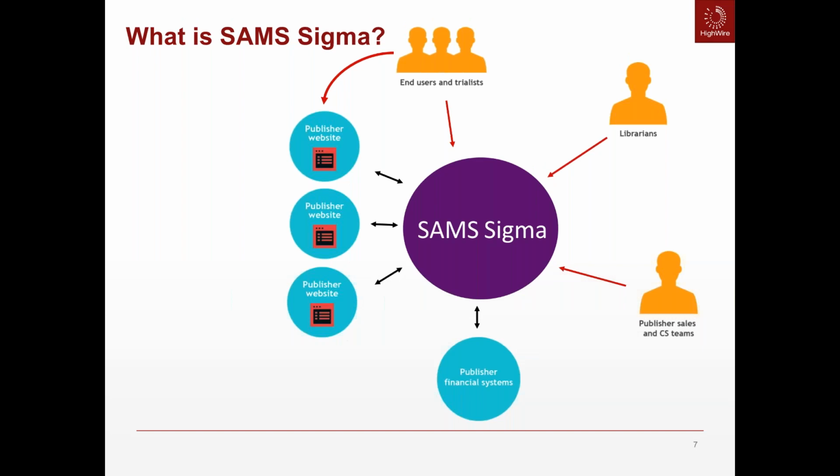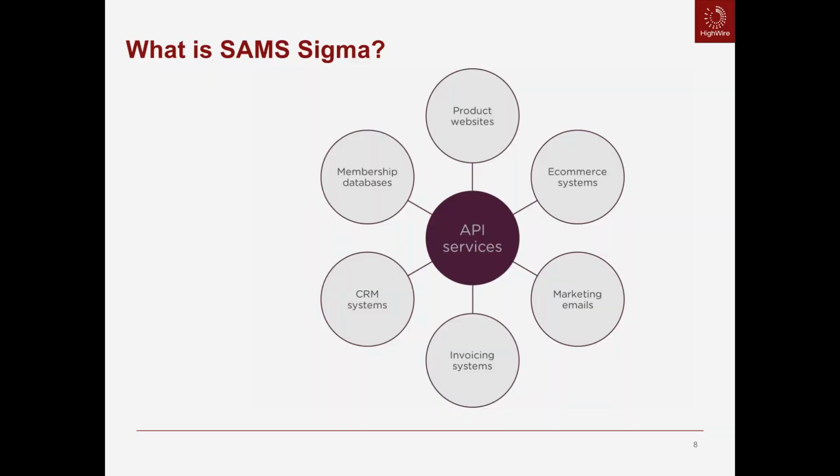And at the bottom of the circle, we've got what we term our publisher API. This is a key aspect of SAMS Sigma. This really allows Sigma to be this independent component within a publisher's ecosystem. It's there to facilitate the integration with any existing systems that a publisher may have, for example invoicing systems, membership databases, we see this a lot, and CRM systems. These are often deeply embedded systems within a publisher's infrastructure, and SAMS Sigma allows interoperability via its API.